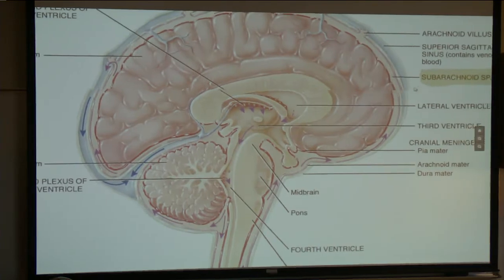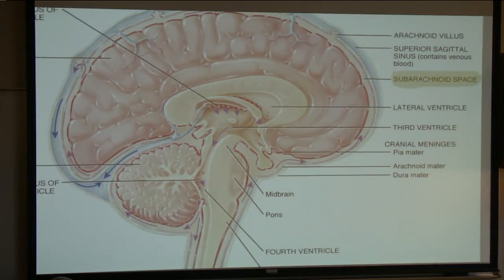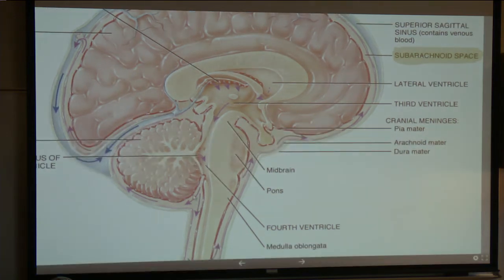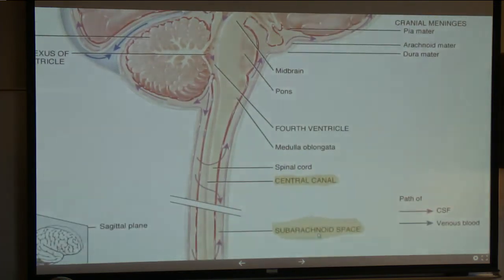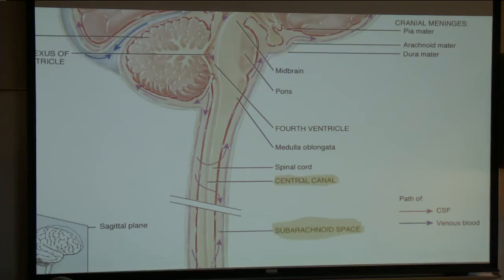Here's subarachnoid space. It does follow all the way around the brain. And you can just kind of follow it. Okay, so it surrounds the entire brain. You can see it right here as well. And it surrounds the entire spinal cord. So subarachnoid space around the brain, subarachnoid space around the spinal cord, central canal within the spinal cord.